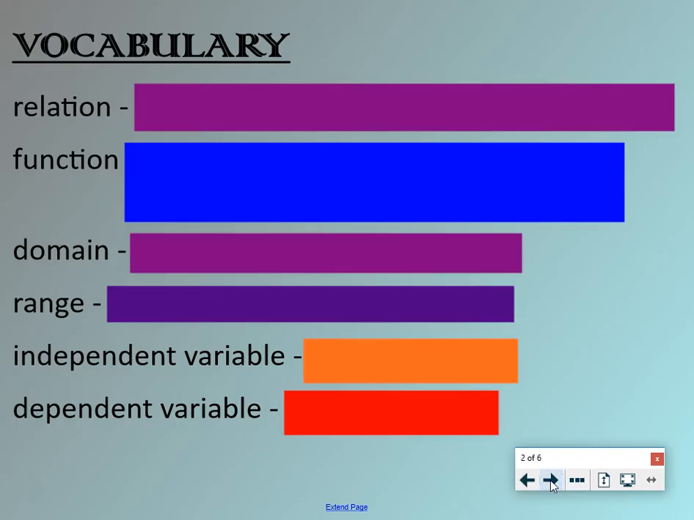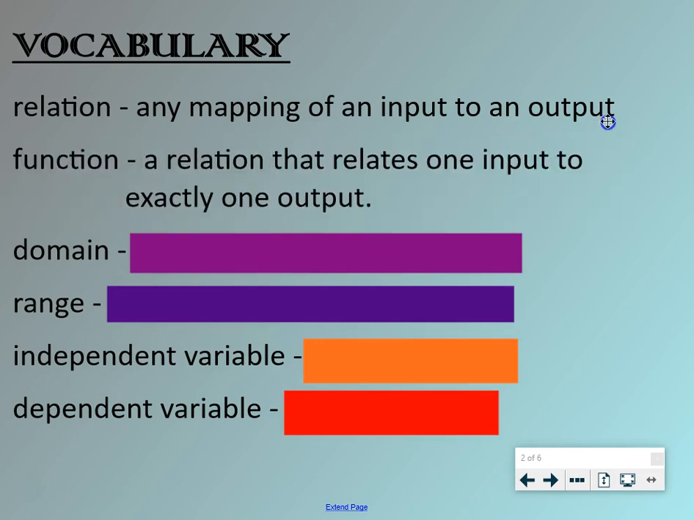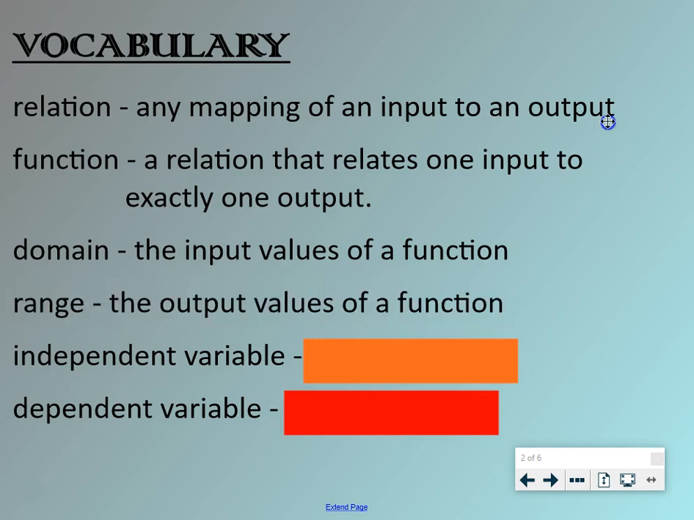First off, some vocabulary. We have relation, which is a mapping of an input to an output. Second, we have a function, which is a relation that relates one input to exactly one output. Domain are the input values of a function. Range are the output values of a function.